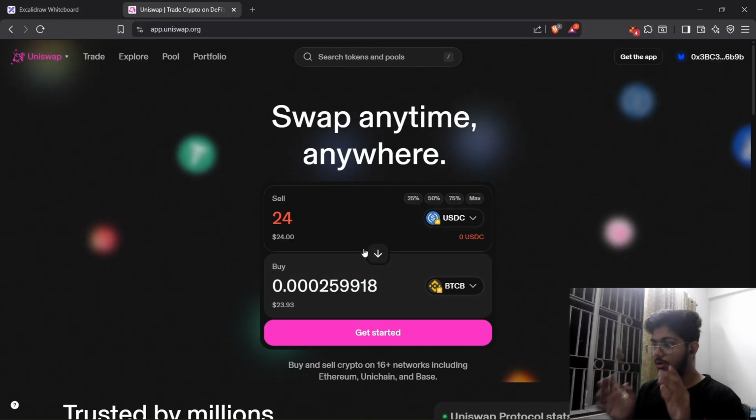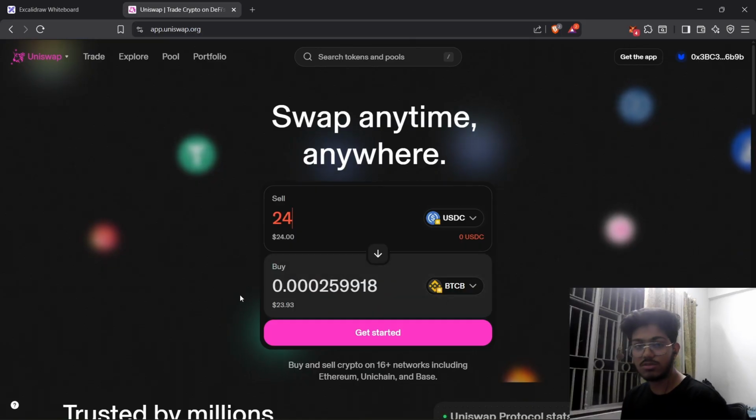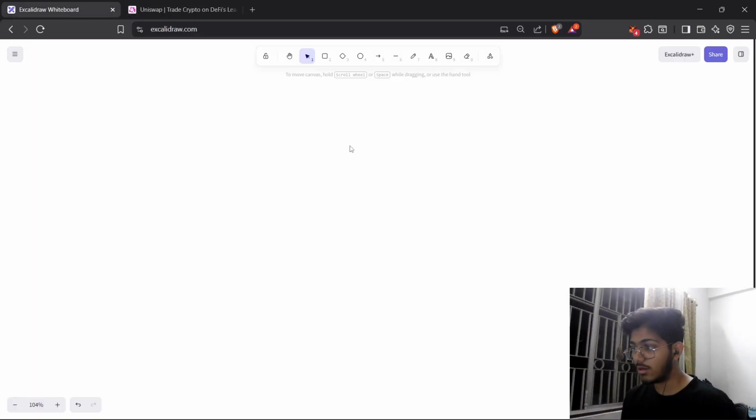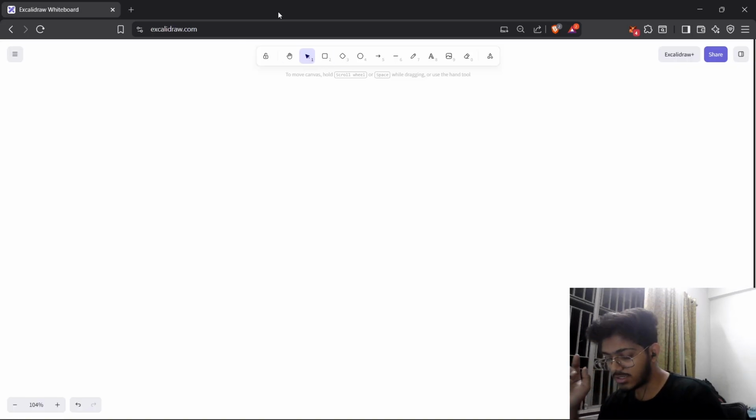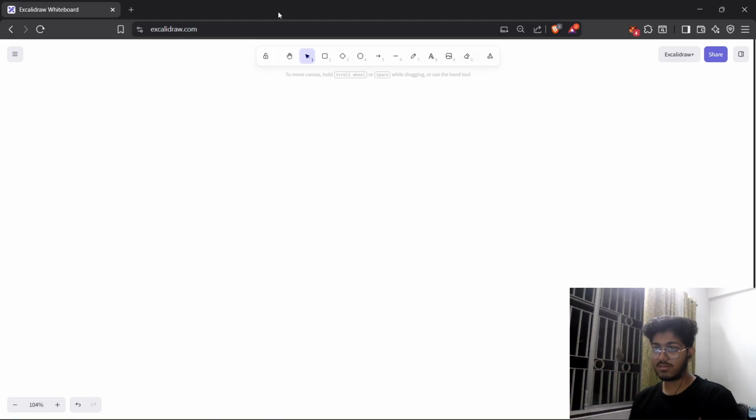Uniswap has its own liquidity pool, which contains all these tokens, and it has its own algorithm. Its liquidity pool has its own algorithm, which decides what the price of a particular token will be and how much you can get in return for this much of this token. By the way, this is Uniswap version 4. Uniswap V1 was a lot simpler. The current one is a much more complex and heavy algorithm.